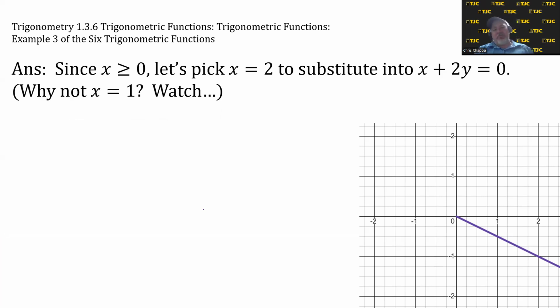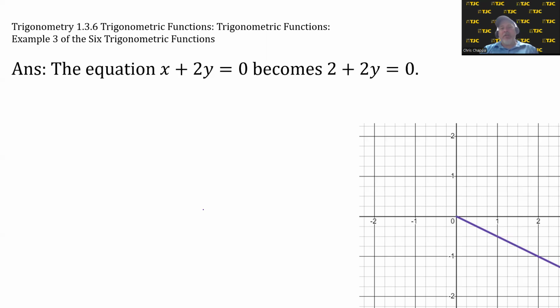Since x is greater than or equal to 0, let's pick x equals 2 to substitute into x plus 2y equals 0. Why didn't I pick x equals 1? Think about it. The equation x plus 2y equals 0 becomes 2 plus 2y is equal to 0. Do you see why I picked 2 for x now?